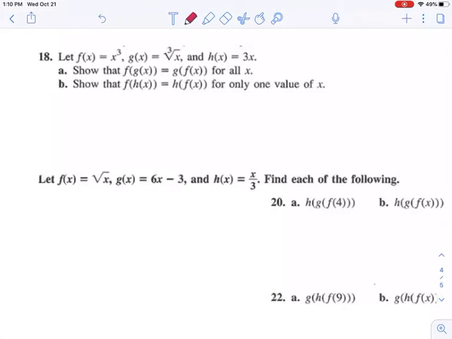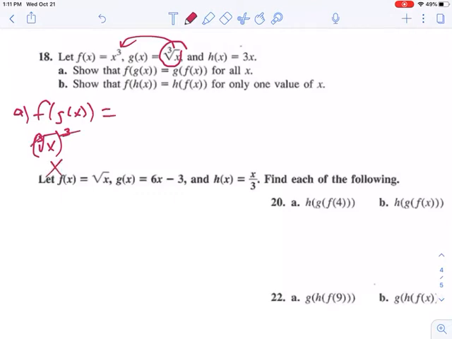Show f of g equals g of f for all x. All right, so letter A, we're going to do f of g of x, which means we're going to take g, which is this, and we're going to plug into f here. So we're going to get quantity cubed root of x cubed. Cubing a cubed root cancels out, and we're left with x.